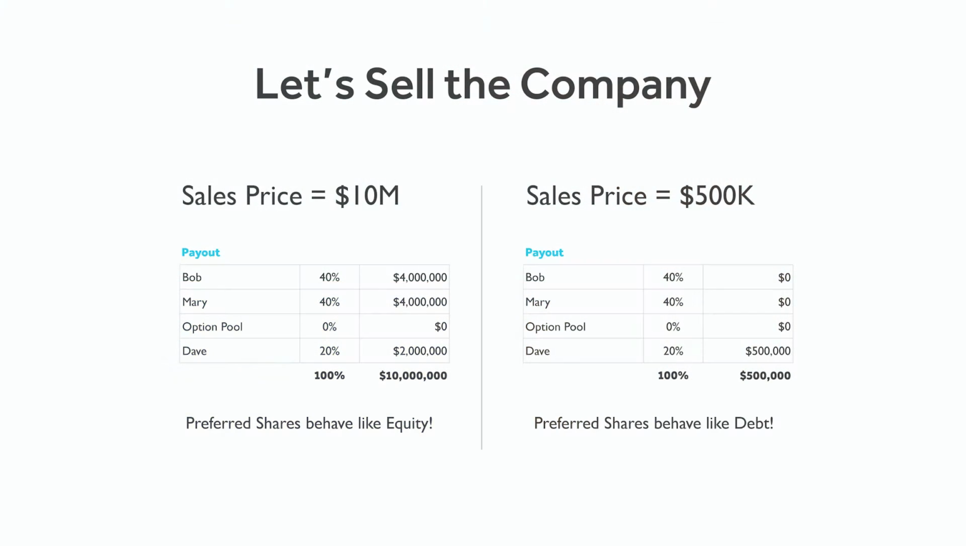Okay. So in this example of Bob and Mary, what's interesting about these two examples is in this case, David's preferred stock acts like equity. But in this case, David's preferred stock acts like debt. That's what makes it preferred stock. It has this hybrid quality. It actually acts like debt when it's in Dave's interest, and it acts like equity when it's in Dave's interest.